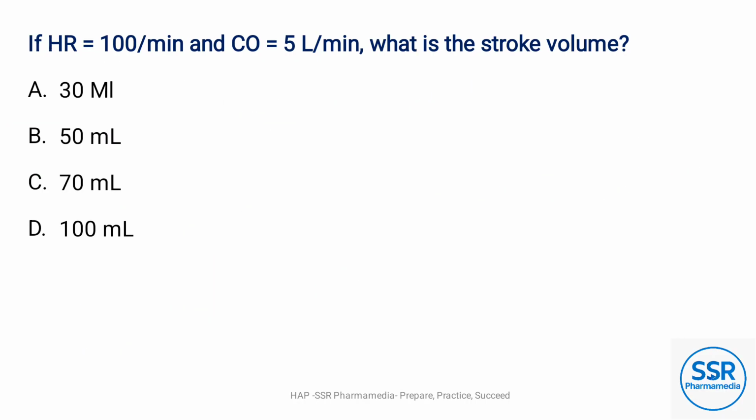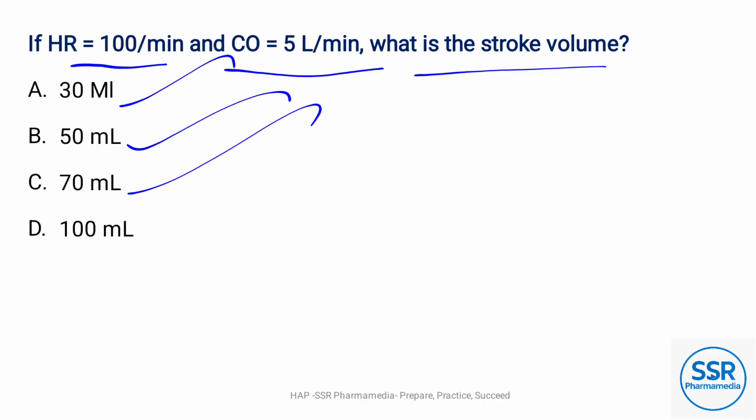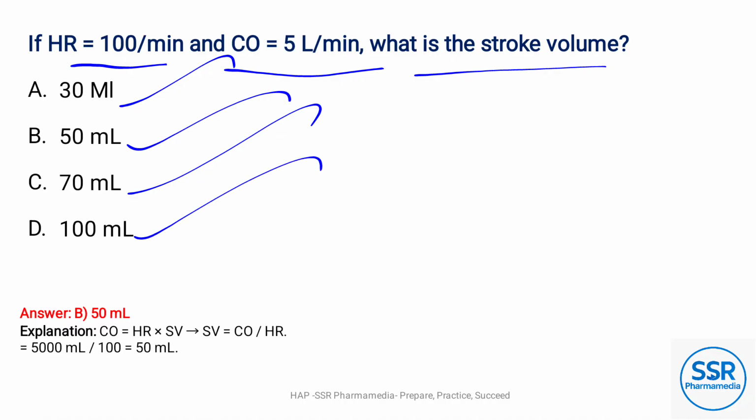Next, if heart rate is 100 per minute and cardiac output is 5 liters per minute, what is the stroke volume? Option A, 30 ml; option B, 50 ml; option C, 70 ml; option D, 100 ml. The answer is 50 ml.